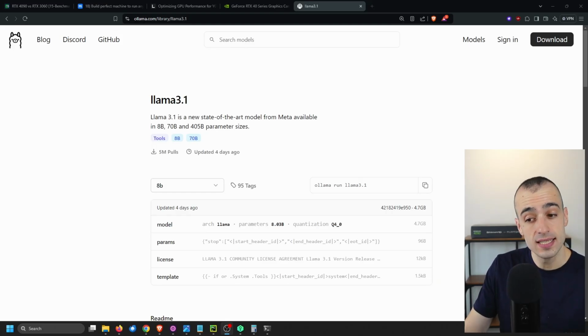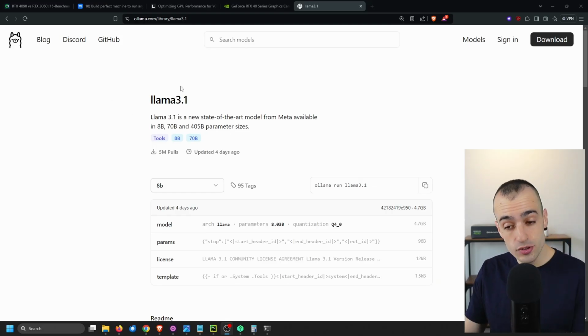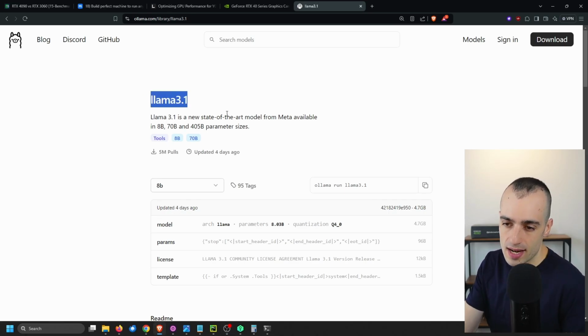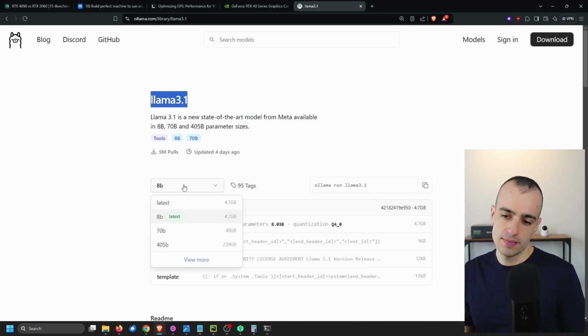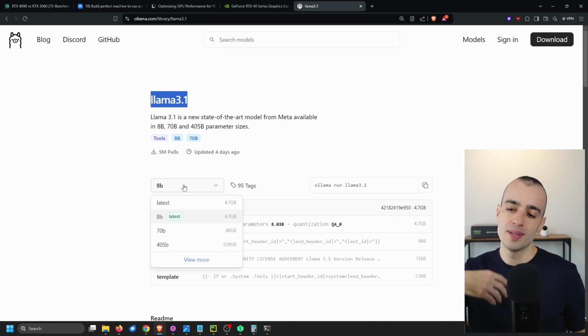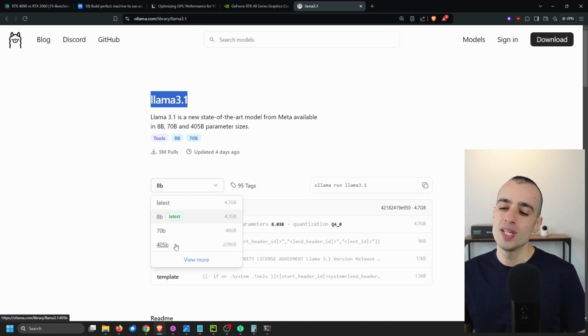And now, as a last test, let's run the text generation model. We have here Llama 3.1, which is open source from Meta. And the great thing is that we can run this on our machine. There are multiple models, from the smallest one to the biggest one. And of course, we cannot run the biggest. There is a huge difference in parameters.